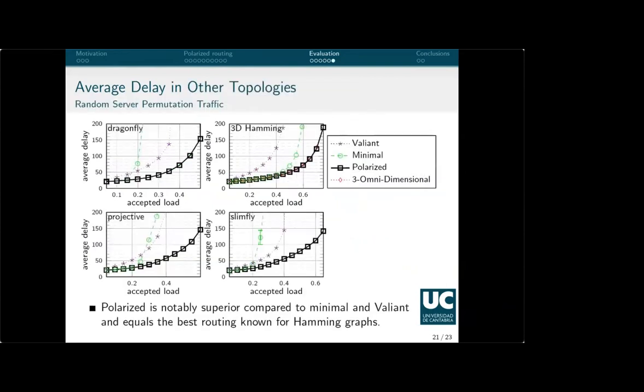All these aspects seen in random networks are also true for other topologies. We just picked the average delay for the random server permutation as it is, in our opinion, the more representative measure. It is evident that polarized routing performs better than both minimal and Valiant routing. In the case of Hamming graph or HyperX network, the performance also exactly matches the one given by a very well made specific algorithm. It is notable that there are differences in the actual routes employed by both routines, but only in regards to the use of links that would be otherwise underused.